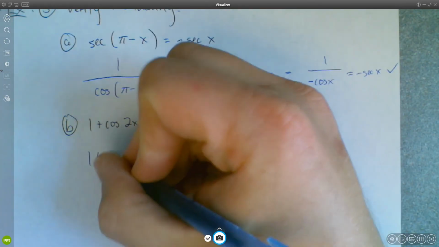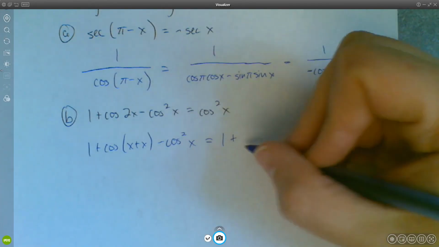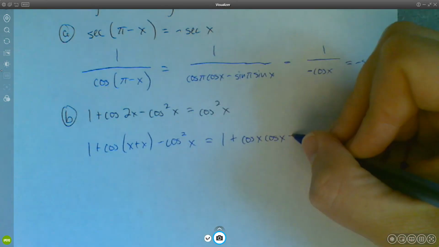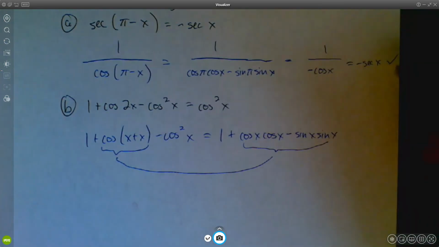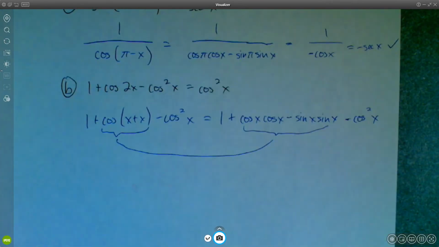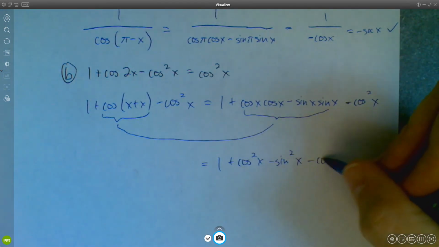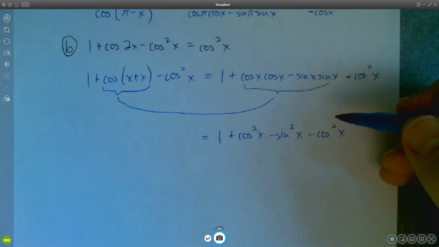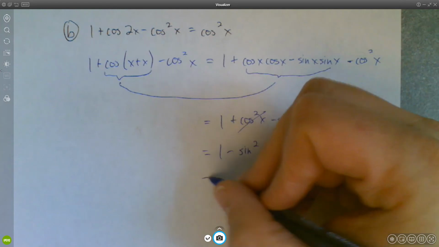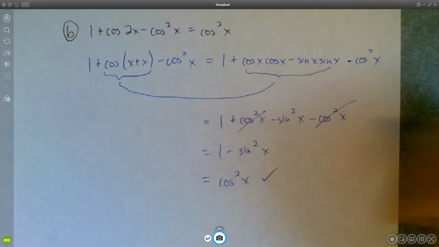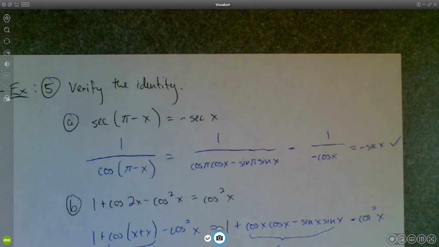Okay, so here I go. So it's going to be 1 plus cosine x cosine x minus sine x sine x. Right? So I'm just breaking this thing down here. And then minus the cosine squared x. So that's 1 plus cosine squared x minus sine squared x minus cosine squared x. The cosine squared and the negative cosine squared will cancel. And then that's a Pythagorean identity, right? 1 minus sine squared is cosine squared. And that's that one. Okay, so these sum and difference identities could come in handy for verifying other trig identities, and you'll see that quite a bit as we move through the rest of the chapter.